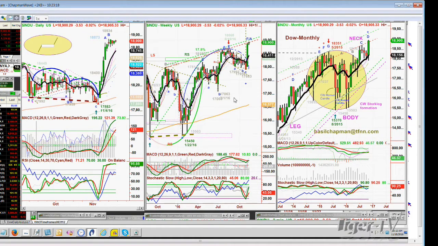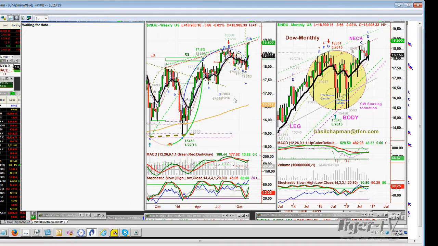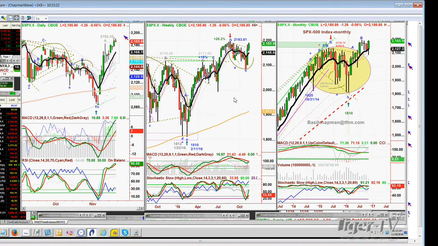S&P right now, SPX.X, we've got a down 1.21 at 2185. It made a leg B. Probably going to be making a peak B here. It needs to get to 2193.82 to start leg C in the monthly. I think it will do that, and probably next week.